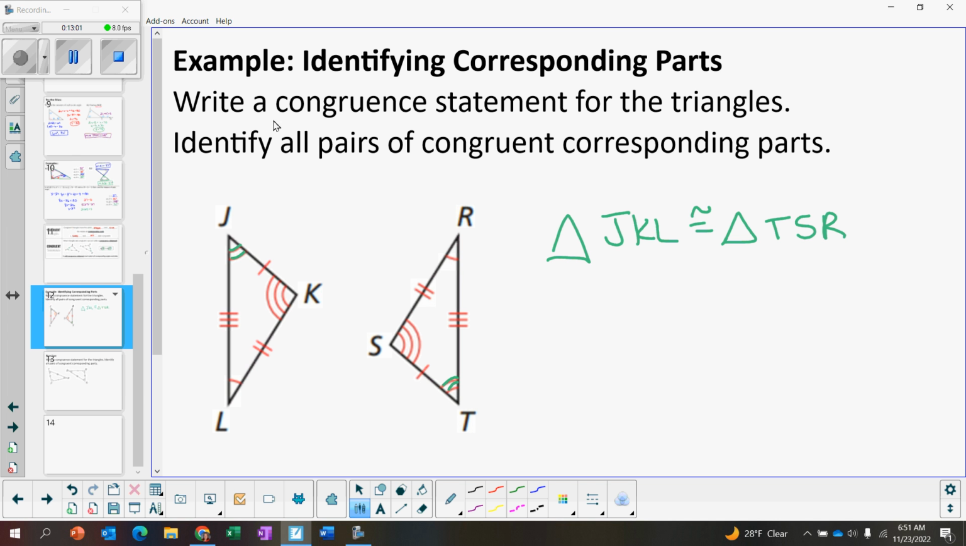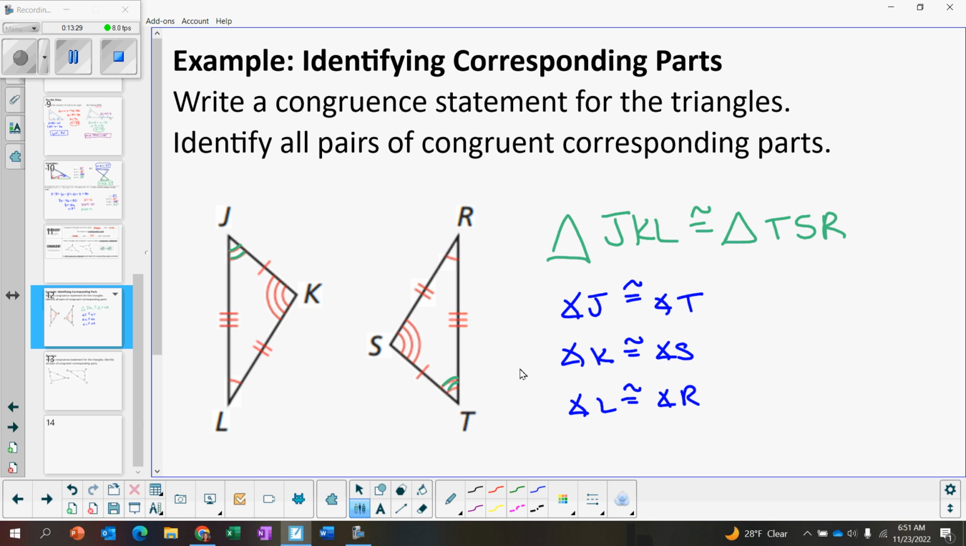All right. It's also asking us to identify all pairs of congruent corresponding parts. So now we're going to identify all the congruent angles. Angle J is congruent to angle T. We have angle K is congruent to angle S. We have angle L congruent to angle R. So those are all the congruent corresponding angles.